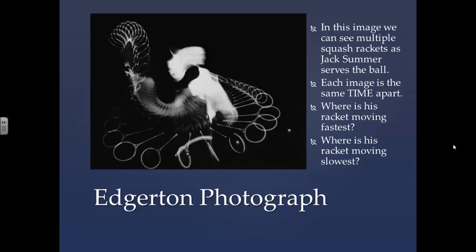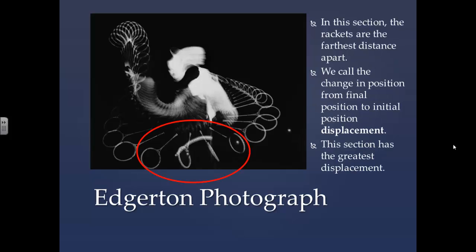Where is his racket moving the fastest? Where is his racket moving the slowest? In this section, the rackets are the farthest distance apart. We call the change in position from final position to initial position displacement. This section has the greatest displacement of the racket.